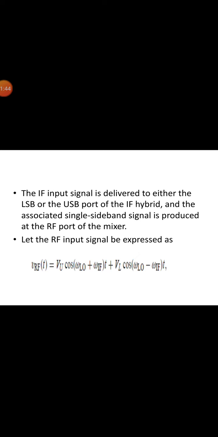The IF input signal is delivered to either the LSB or USB port of the IF hybrid, and the associated single sideband signal is produced at the RF port of the mixer. Let the RF input signal be expressed as VRF of t equal to VU cos of omega LO plus omega IF t plus VL cos of omega LO minus omega IF t.